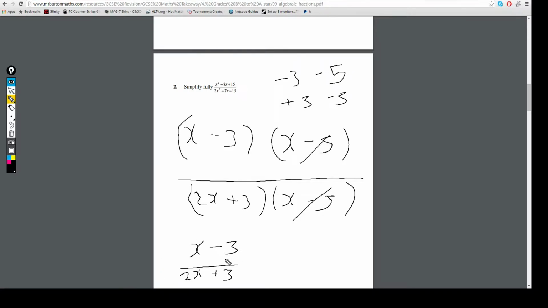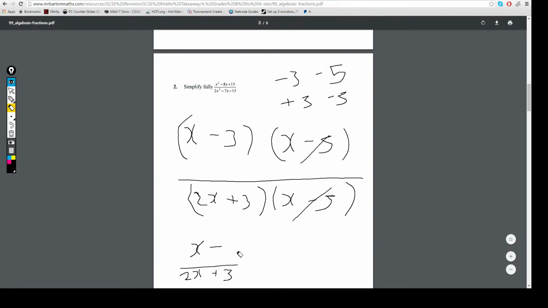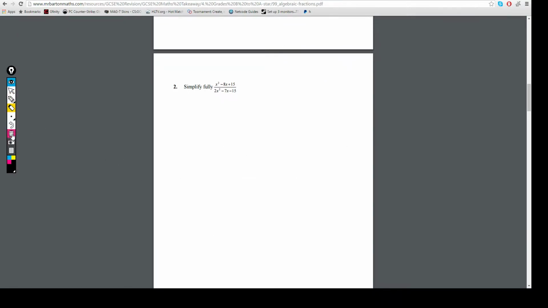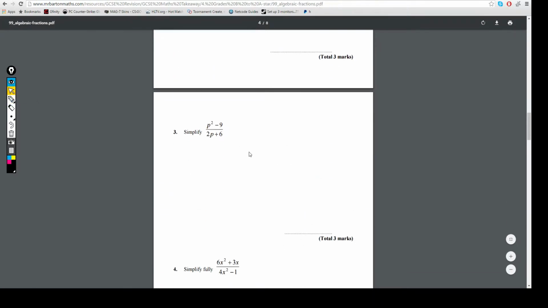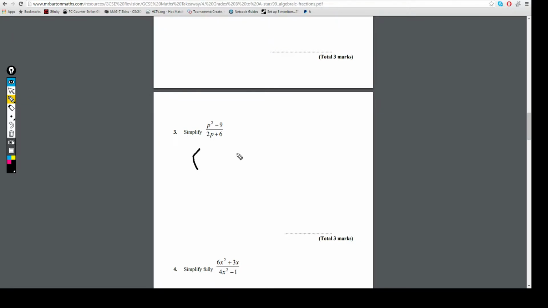And that is your answer in the end of that. Alright, I'll do a couple more for you guys. So I'm going to express the top one.